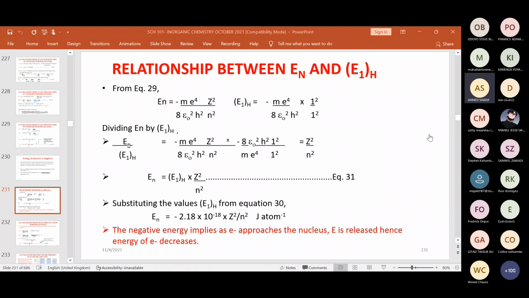The value of Z and N, are they the same? This is what you need to note now. The value of Z will depend on the element. If you are asked for hydrogen, Z is the atomic number which identifies the element. So if it is hydrogen, you are supposed to know that the atomic number for hydrogen is 1. If you are talking about helium, you must know that the atomic number for helium is 2. So Z will change depending on the element, okay?